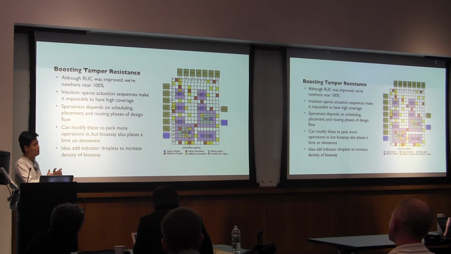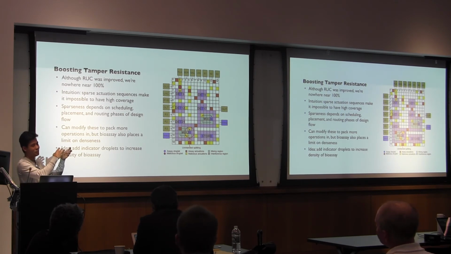So what we can do is boost tamper resistance by inserting what are called indicator droplets. Their job is to do nothing but move around the chip, so that if someone comes in and attacks, they're going to do something that we can detect, like move somewhere that is not expected or split off and maybe interfere with another droplet.